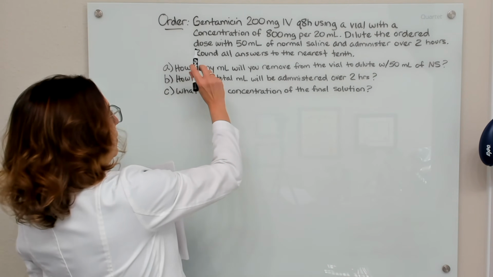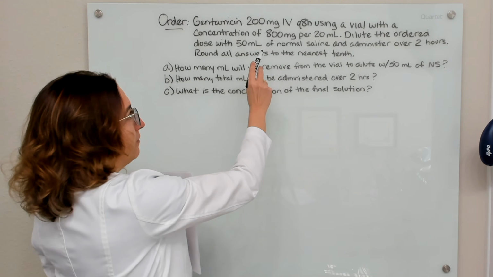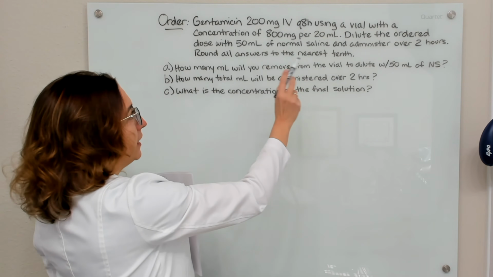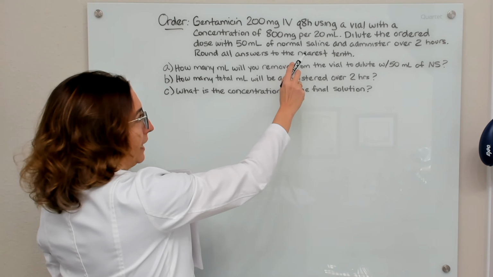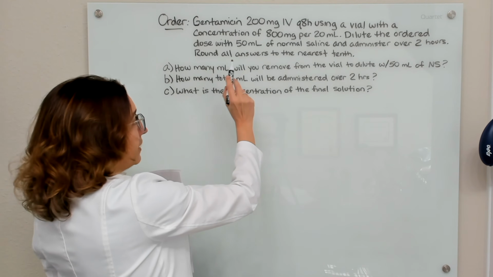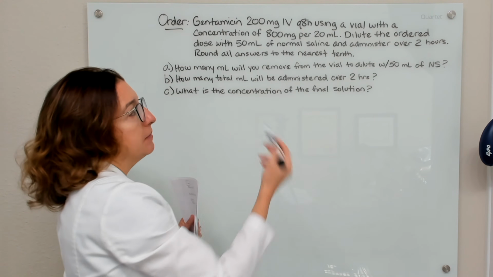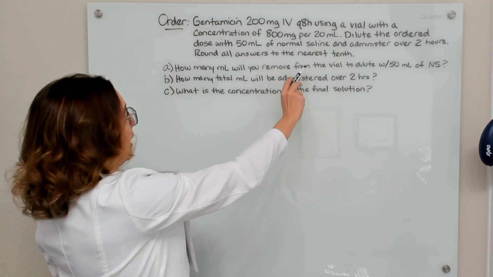So with this first problem, we have an order for gentamicin 200 milligrams IV Q8H using a vial with a concentration of 800 milligrams per 20 ml. Then we need to dilute the ordered dose with 50 mLs of normal saline and administer it over 2 hours. We need to make sure we round all our answers to the nearest tenth.